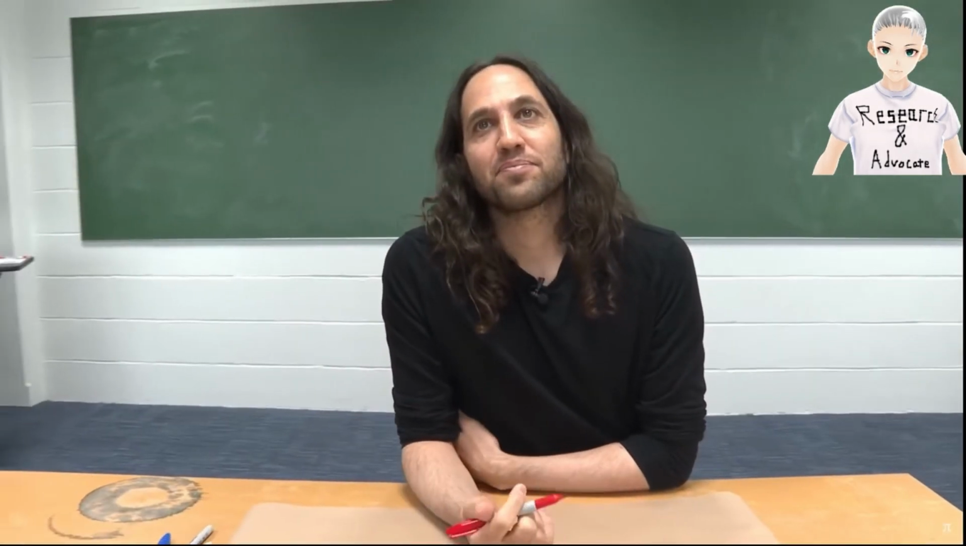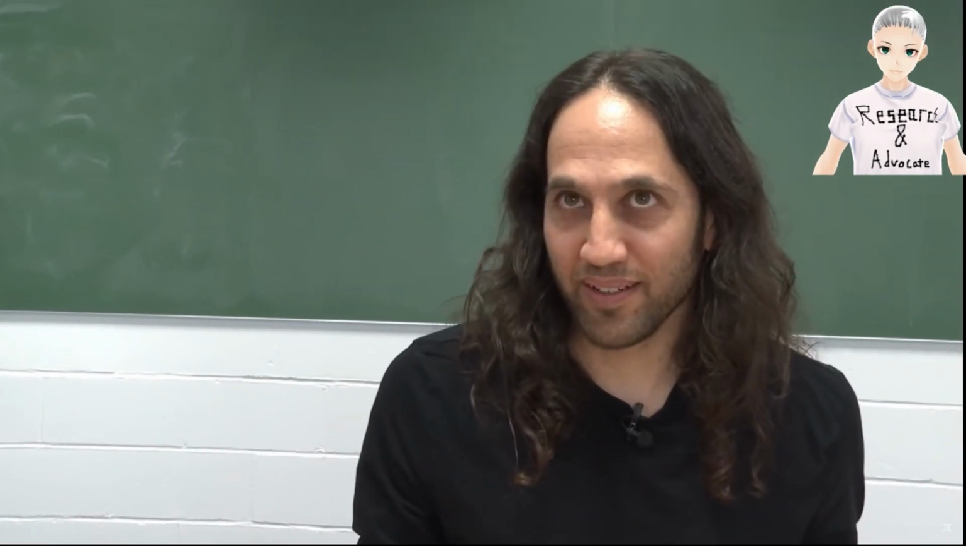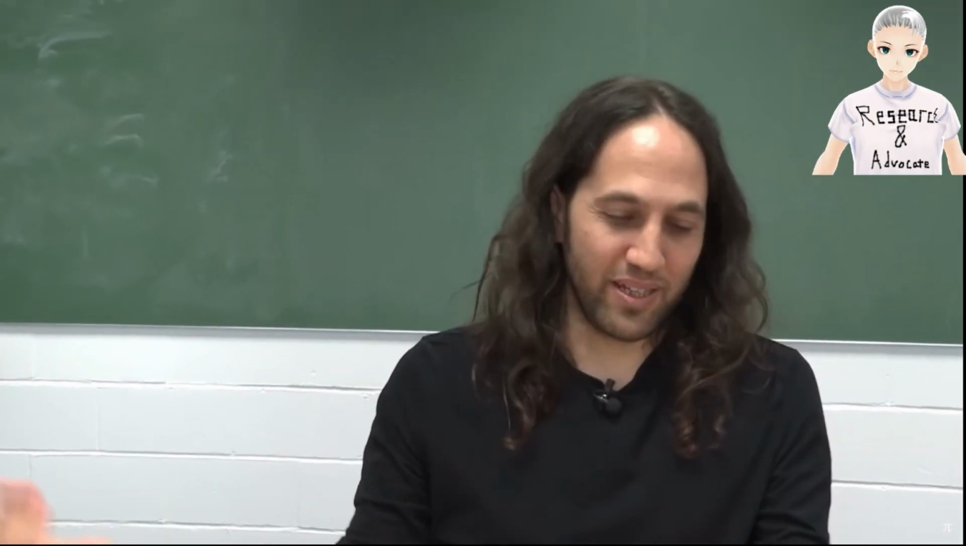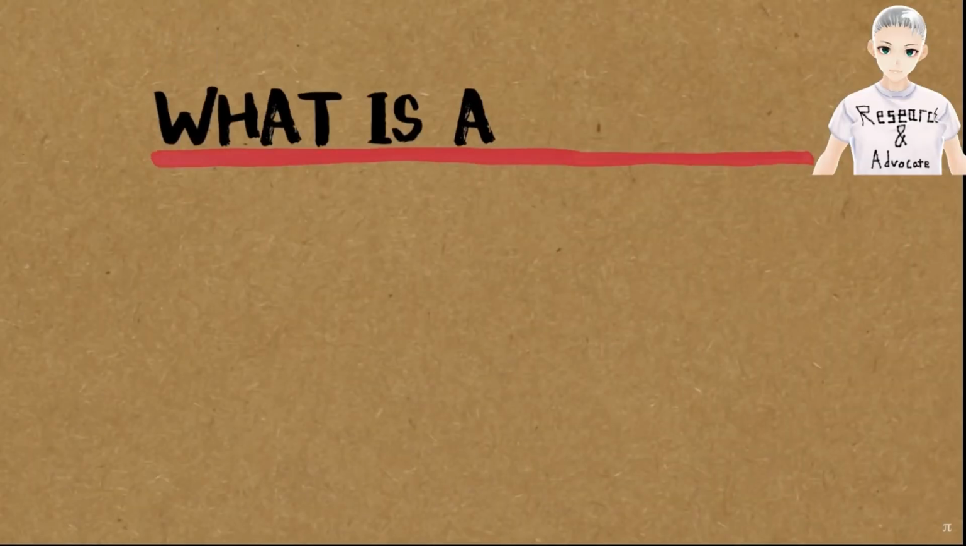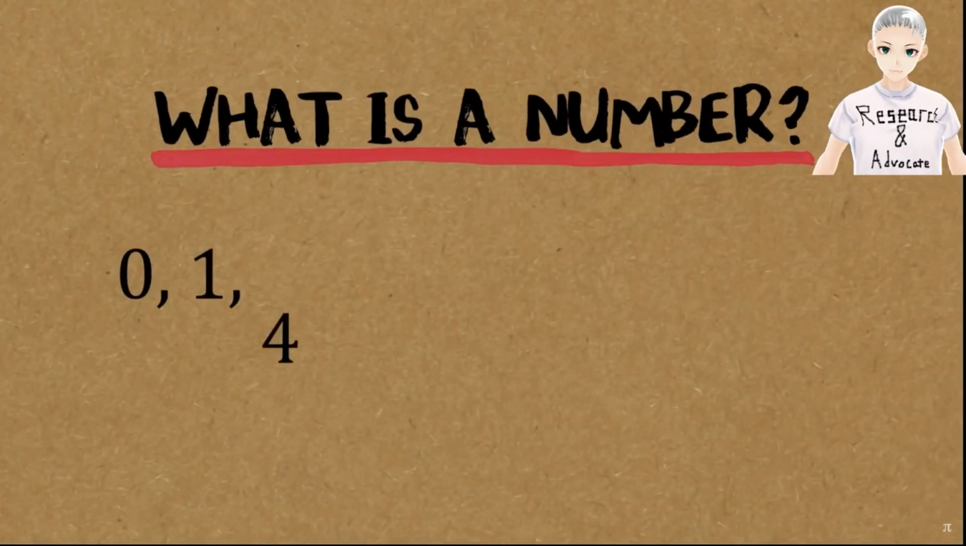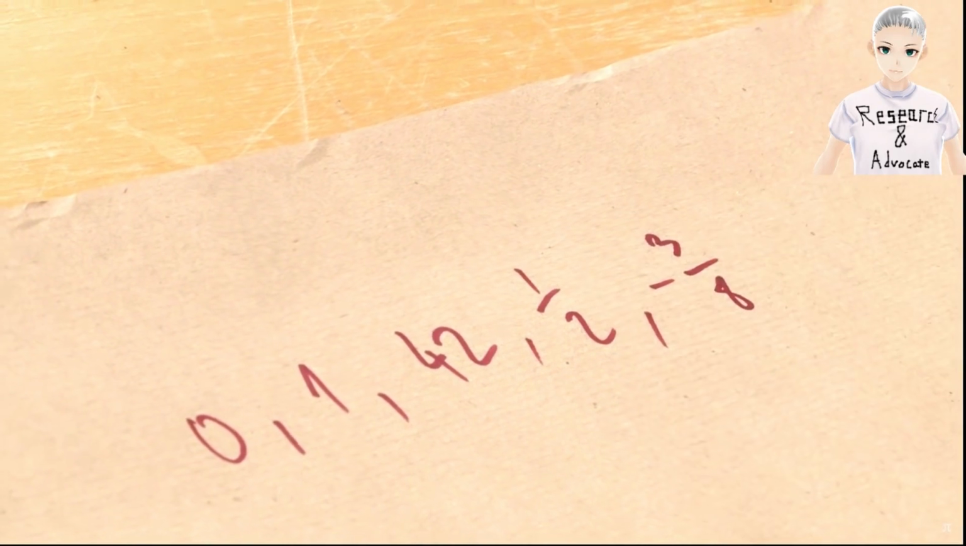Okay, what is a number? Right. So, as you said, it's just an abstract thing that represents quantity. Now, if you ask somebody, they might tell you by giving examples. Well, 0 is a number, 1 is a number, 42 is certainly a number. What about half? Oh, okay, half is a number. Minus 3 over 8 is a number.